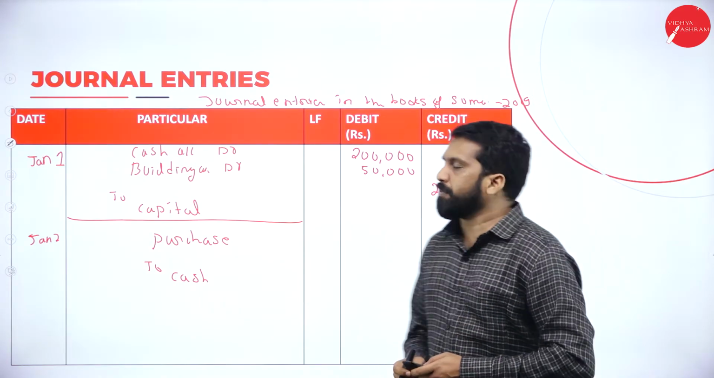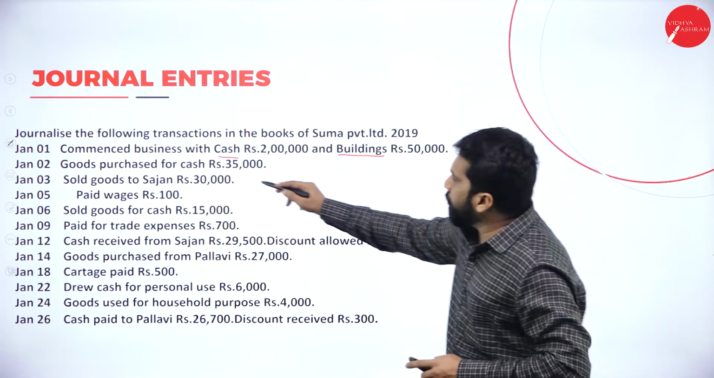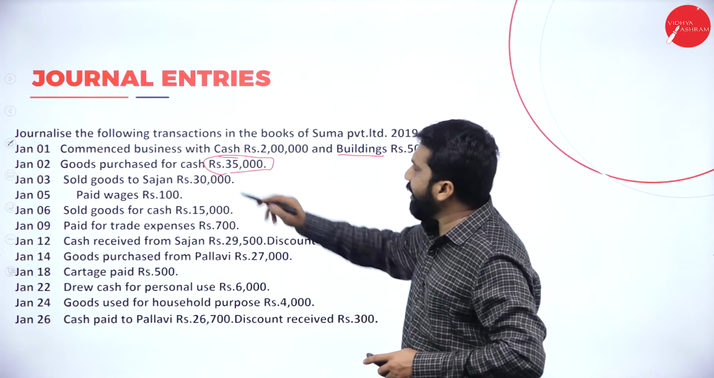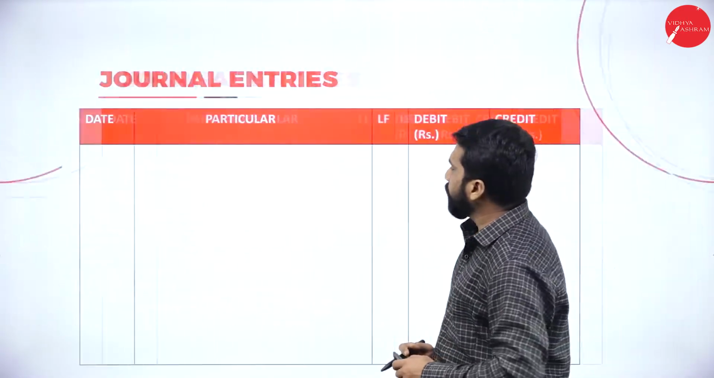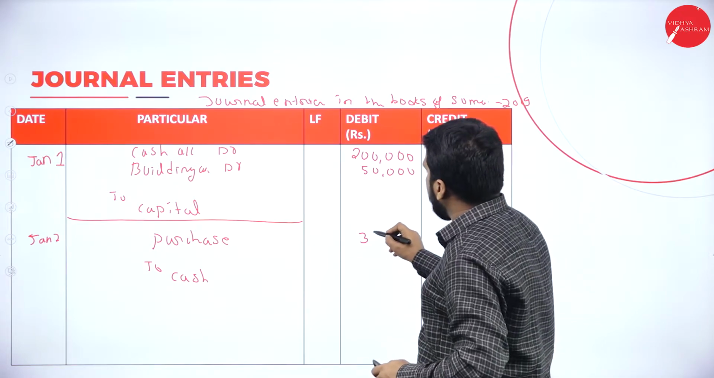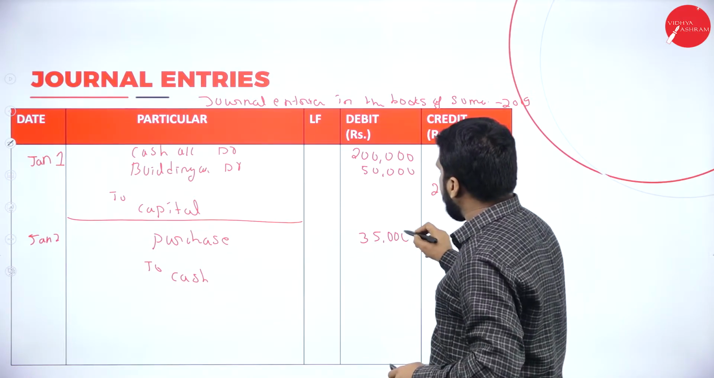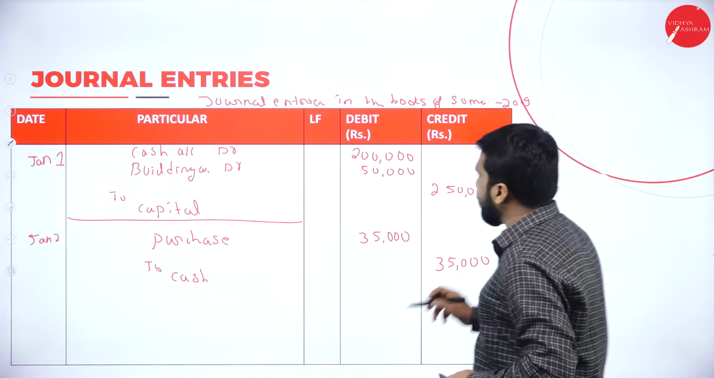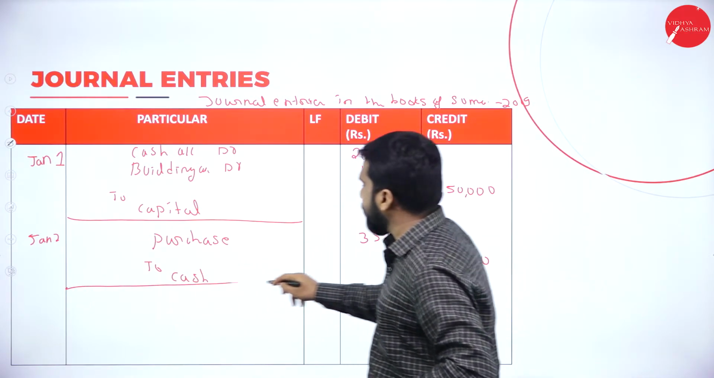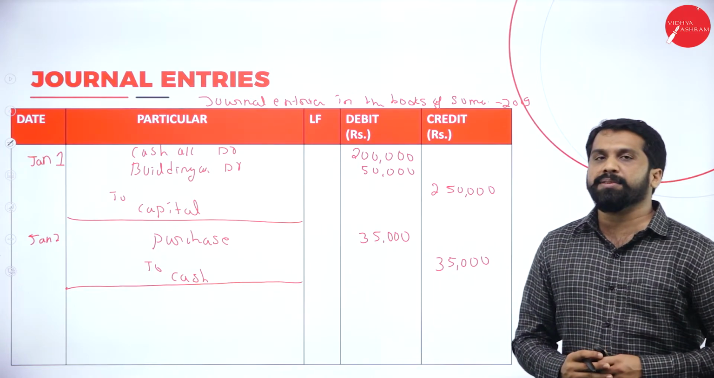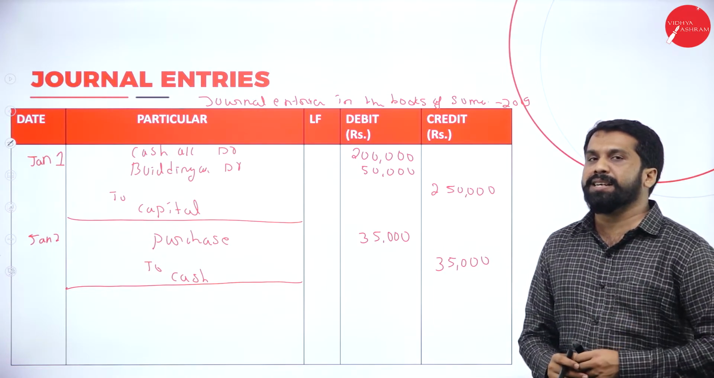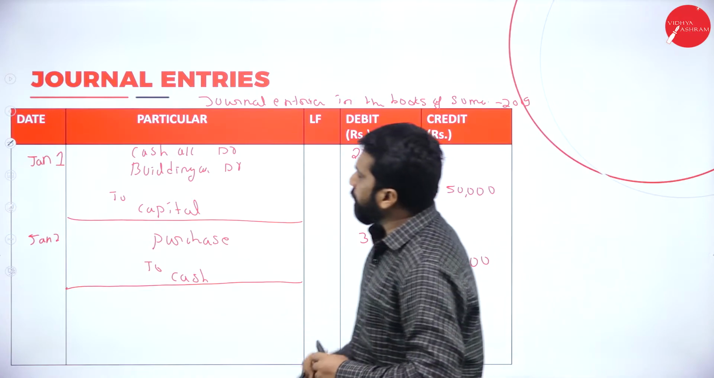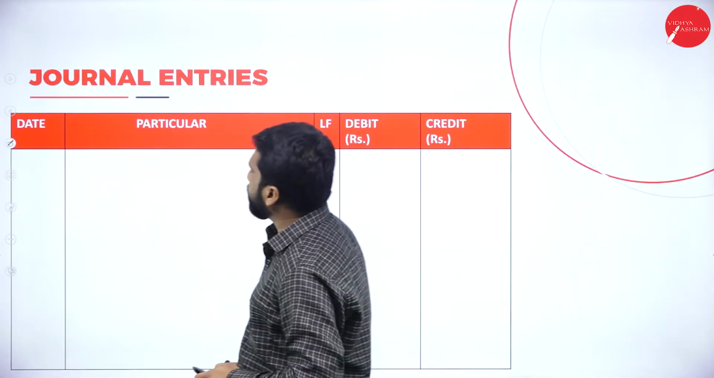What is the amount? The amount is 35,000. So write down 35,000 and 35,000. Clear? Yes, this is done. Your purchase account debit to cash account, 35 as well as 35. Now come back to your third one.